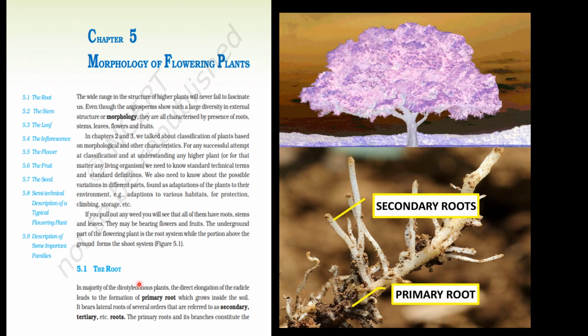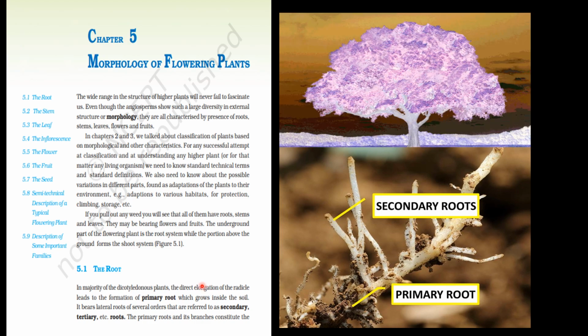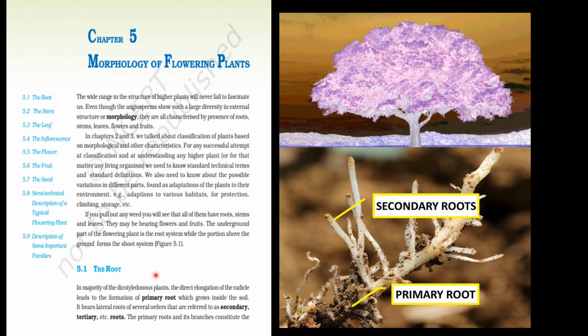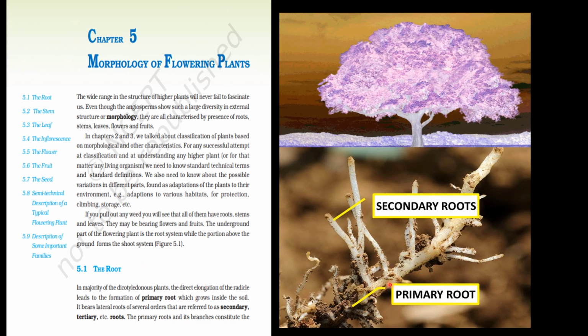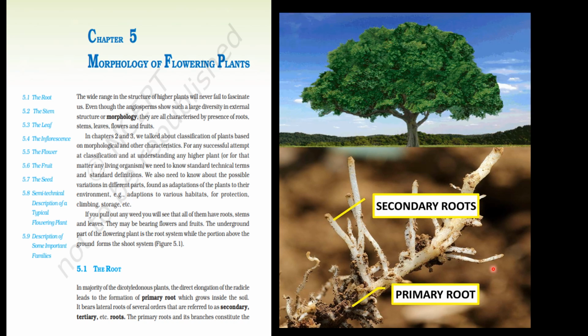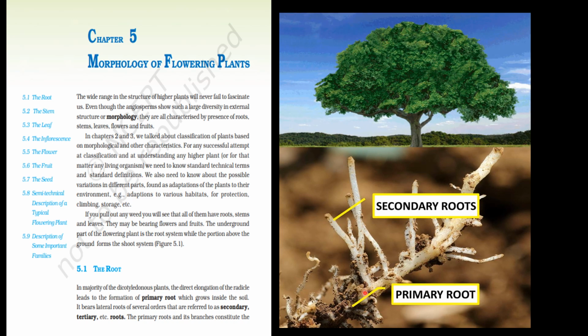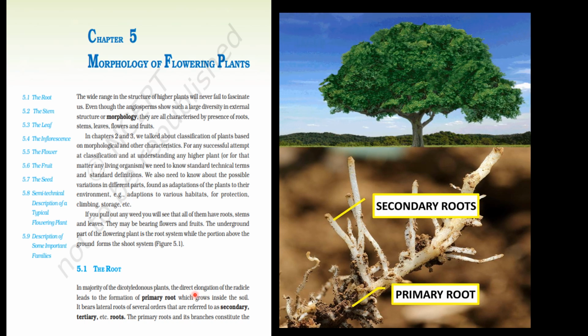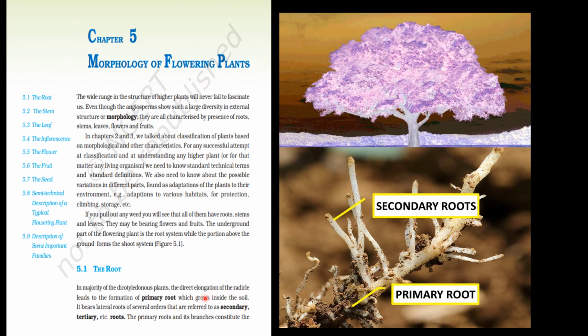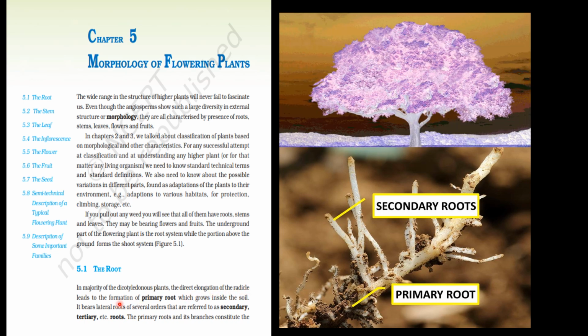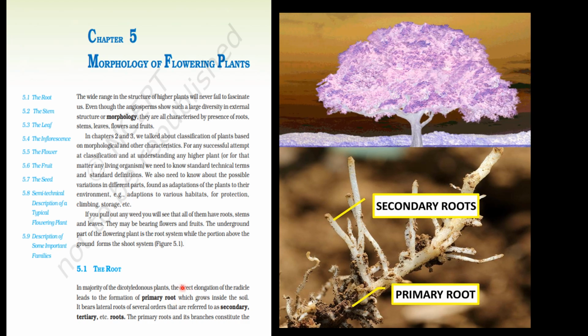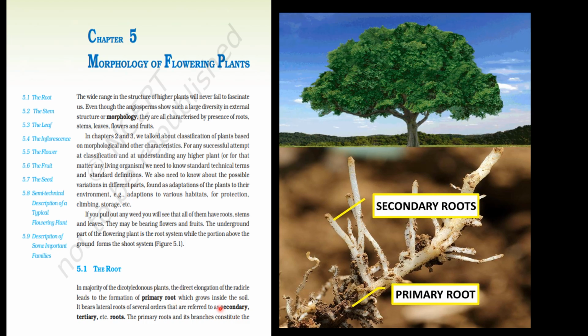The roots mainly arise from the radicle of the embryo. The root consists of the primary root and secondary roots. What is the primary root? A primary root is the one which grows inside the soil, and it is the first one that is directly elongated from the radicle. The direct elongation of the radicle gives rise to the primary root, and from the primary root arise the secondary and tertiary roots.